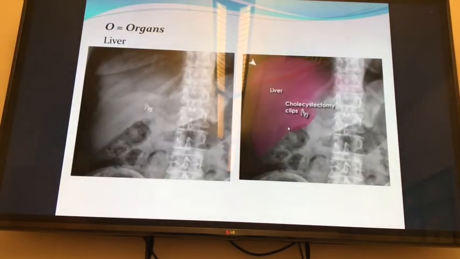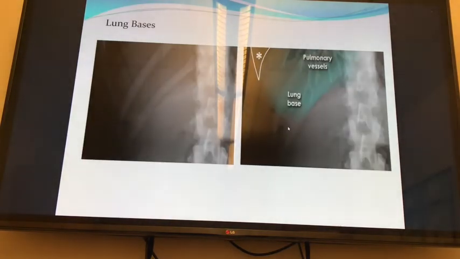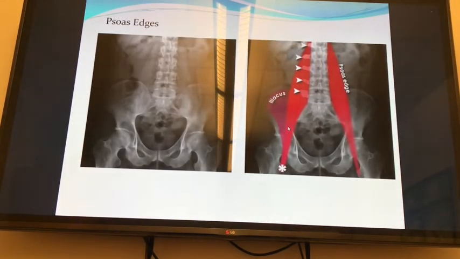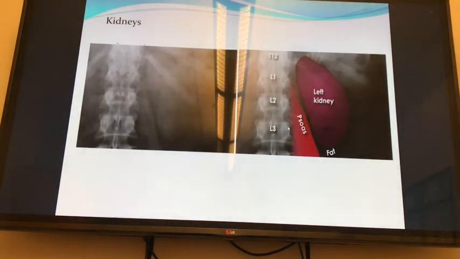SI joints. Yeah, someone had their gallbladder out, so that's a clip. You can see the lung bases, but the psoas edge, talked about that. Kidneys.